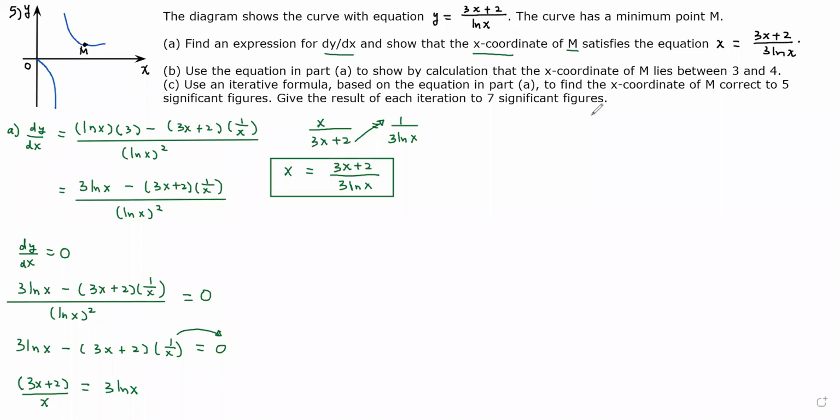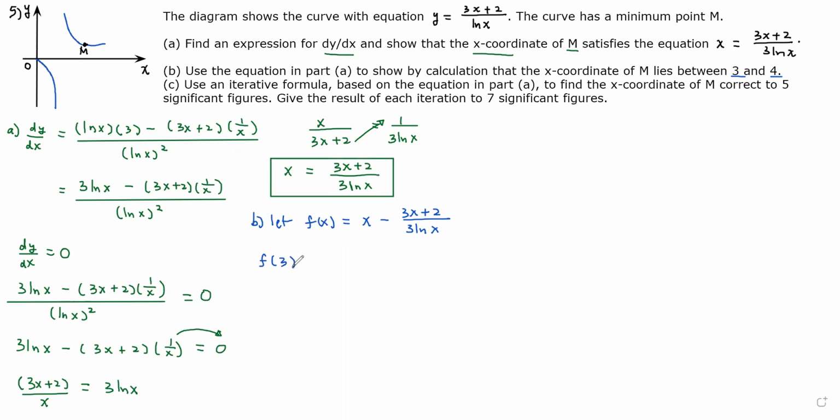For part B, use the equation in part A to show by calculation that the x coordinate of M lies between 3 and 4. So we can convert this into a function, move the right side over to the left side, and let f(x) be x minus (3x plus 2) over 3 ln x. What we just need to show is that f(x) has a 0 between 3 and 4.